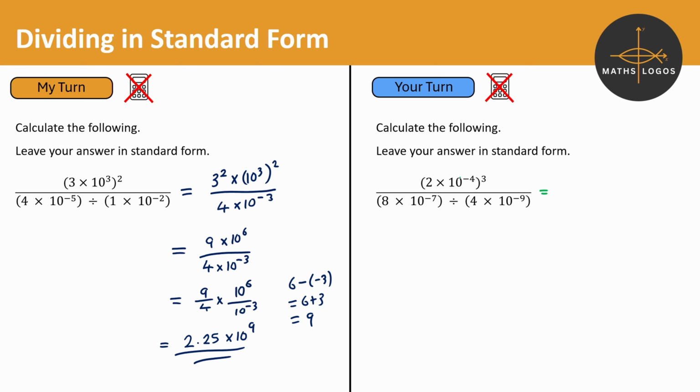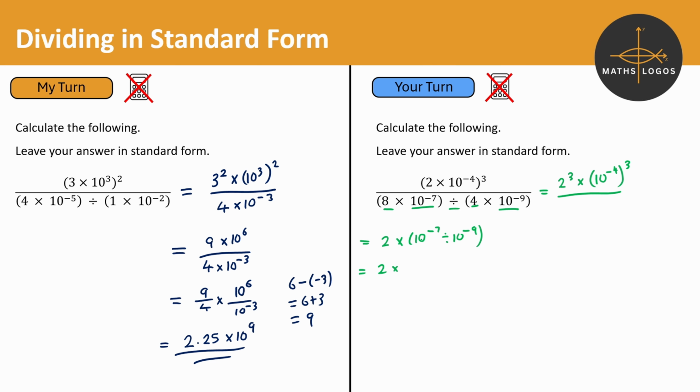Let's start by tidying up our numerator. So I'll apply this power of 3 to the 2. That's going to be 2 cubed. And I'll apply it to the 10 to the negative 4 to give me this. On the denominator, I need to figure out what this is. So I'm going to do 8 divided by 4 to give me 2, and I'm going to do 10 to the power of negative 7 divided by 10 to the power of negative 9. Let me just write that out so we can see it more clearly. So like this.